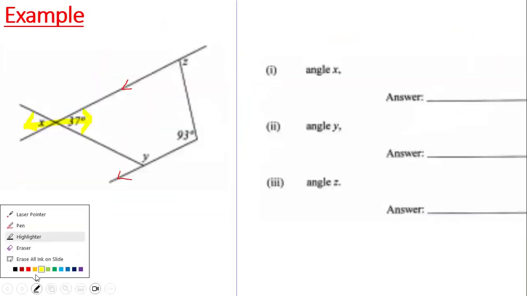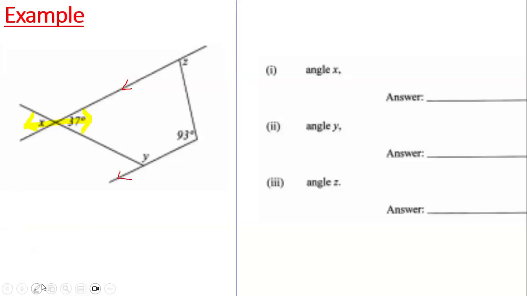X is vertically opposite to 37. So X is equal to 37 degrees. Why? Because vertically opposite angles are equal. All right. And the reason, let me just put the reason. The reason is that vertically opposite angles are equal.